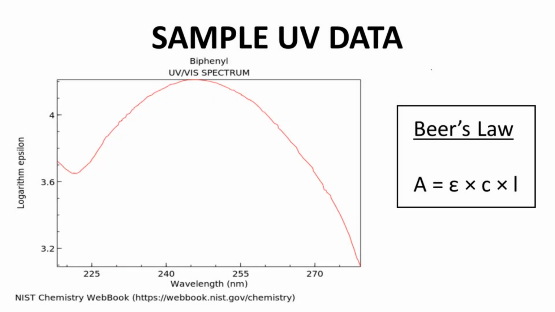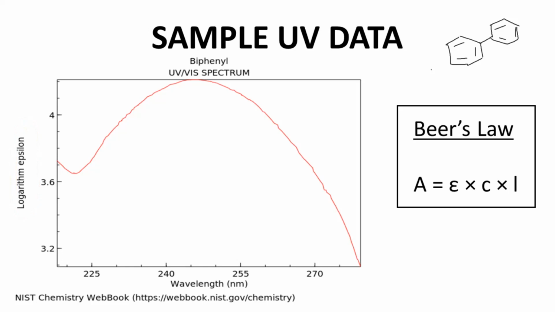Here is a representative UV dataset. This is pulled from a NIST, National Institute of Standards and Technology library. These data are for biphenyl, which has this structure. On the x-axis, we have wavelength. As a UV spectrum, we have a UV-appropriate wavelength range of around 220 to 280 nanometers. The range on the x-axis depends on the experiment and can vary. On the y-axis is log epsilon.